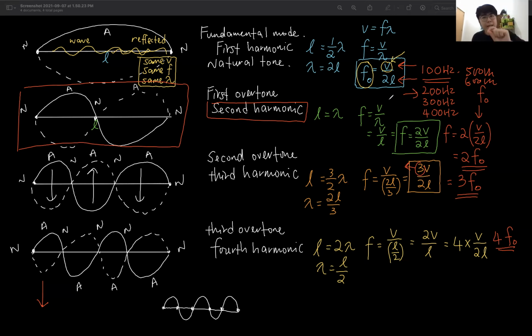By doing that, I have changed the pitch, because initially 100 is the loudest. By pressing the middle, I create this note, and then now I'm hearing 200 louder. The pitch changes. So it's like you press the string, then you hear a higher pitch, higher frequency, thinner sound.